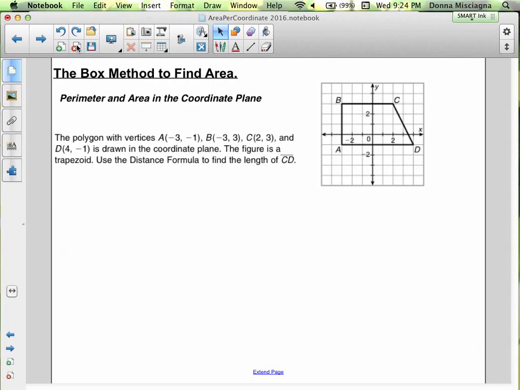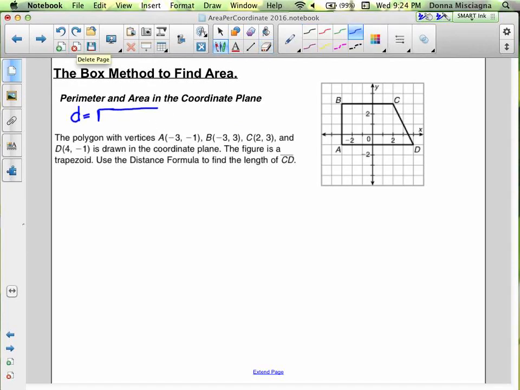All right, we're going to find the perimeter and the area. A little reminder for the perimeter: to find the length of diagonal lines, we use our distance formula. The distance formula is the difference in the x-coordinates squared plus the difference in the y-coordinates squared.